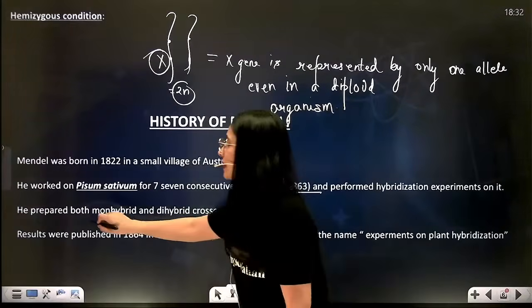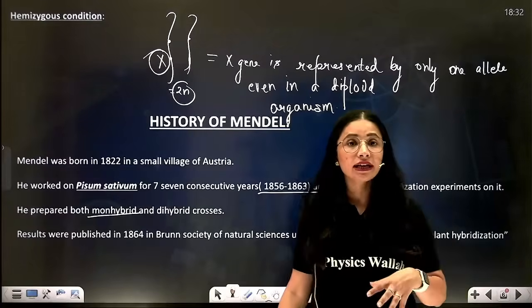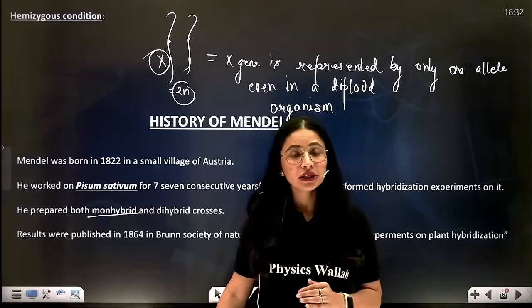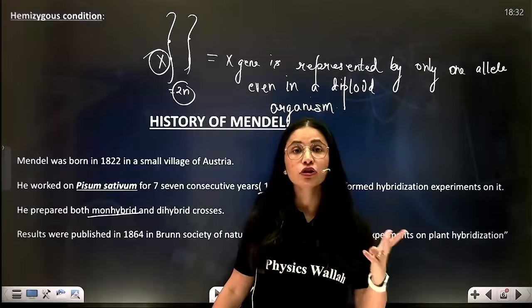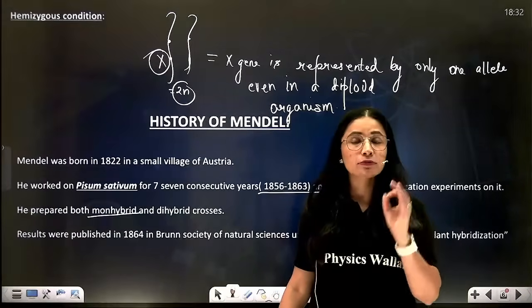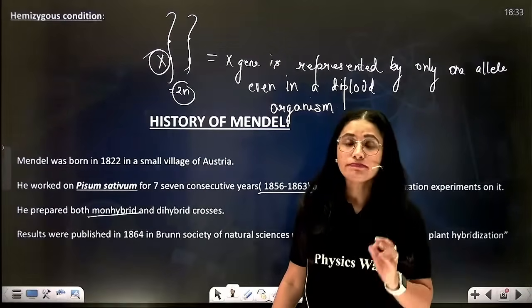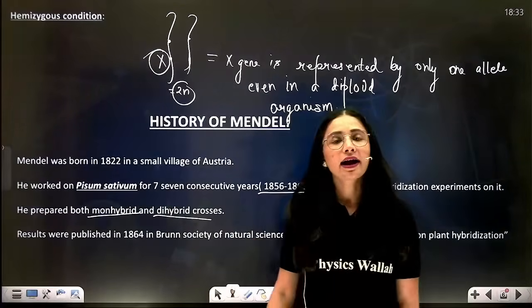Now, what are the things which he did? He actually performed some monohybrid crosses. He tried to study the inheritance of one gene independent of another gene, and then he tried to study the inheritance of 2 genes together. So the 2 types of hybridization crosses which Mendel prepared were monohybrid and dihybrid.